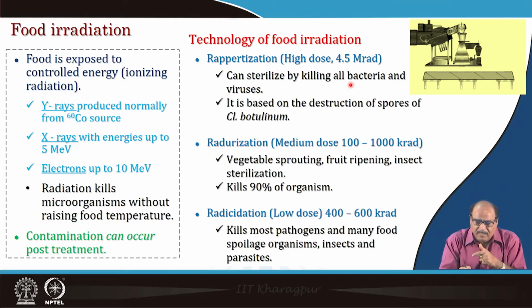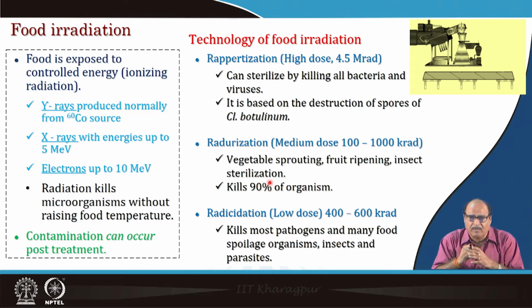Then radurization, or radiation pasteurization, is a medium dose, maybe 100 to 1000 kilorad, where vegetable sprouting, fruit ripening, and insect sterilization are taken care of. It kills 90% of the microorganisms. Radicidation is a further low dose, maybe 400 to 600 kilorad, which kills most of the pathogens and many food spoilage microorganisms, insects and parasites.